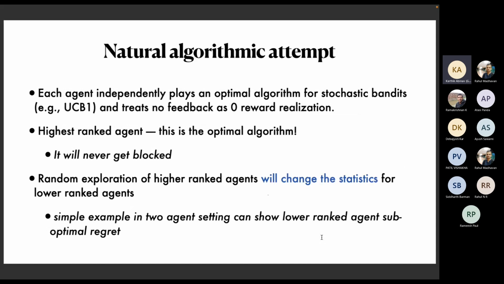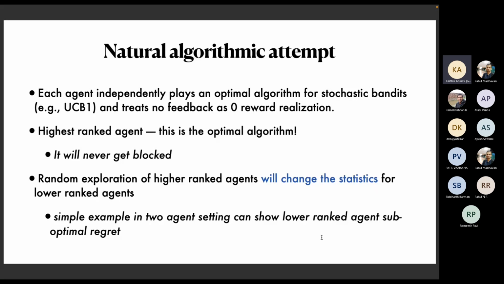Similar to the centralized algorithm, you will probably just try and make sure each agent somehow independently keeps estimates, and you just treat a collision as a zero reward realization. Let's also assume that the mental model we are thinking of is that all the arms have the same preference over the agents, right?